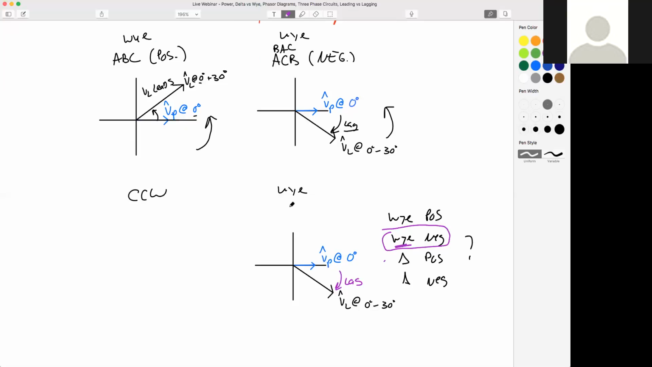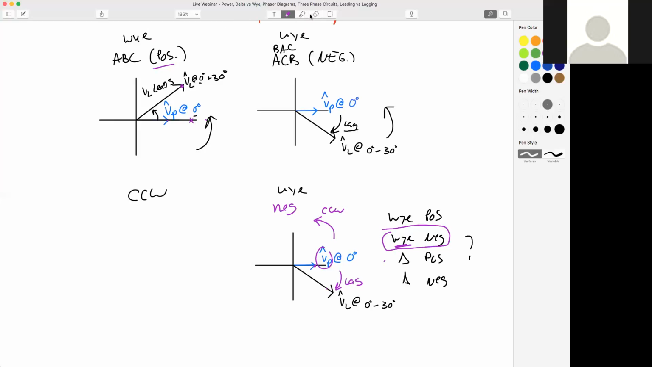Does everyone see that? So really, in this phasor diagram, they're still rotating counterclockwise, but now our phase voltage hits first and our line voltage hits second. Whereas in our positive up here, our line voltage would hit the x-axis first, followed by our phase voltage, right? If they're coming this way. So there's really two different ways to represent this.